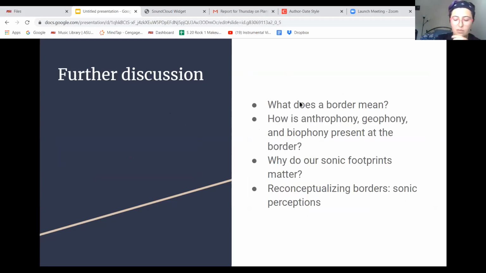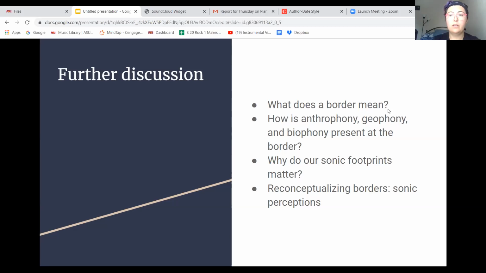For further questions, we can ask ourselves, what does a border mean? There are, yes, the physical borders that we have, like a fence between neighbors, or the US-Mexico border. There are also psychological borders. Sometimes when someone says something we don't like, we immediately shut down because we do not want to respond. That is a psychological border.